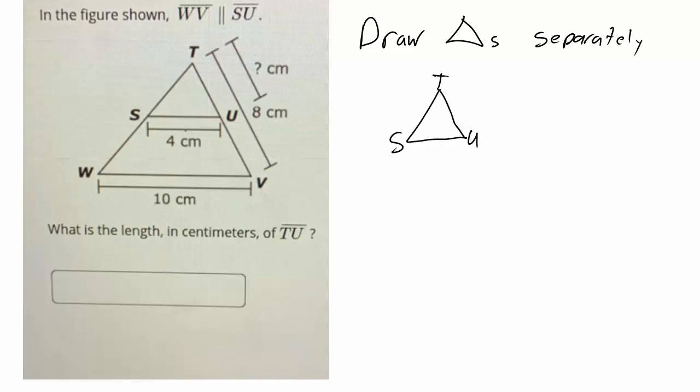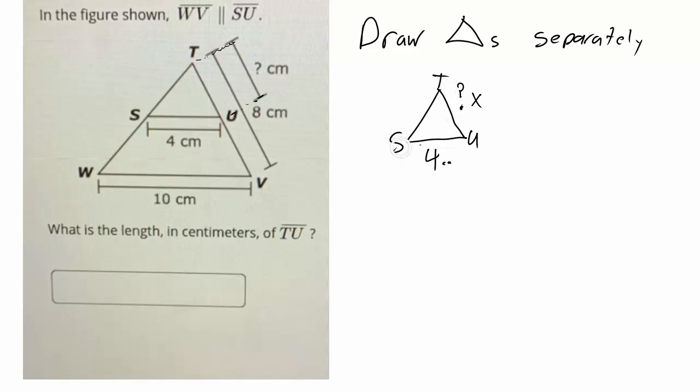And some of it's labeled. You see the SU is labeled 4 centimeters. I'll go ahead and put centimeters really small. And then you see how the TU, right there, that's the question mark. Let's just call that question mark, or you could call it X, or you could call it TU. The idea is we don't know what that is, and I want to solve for that.